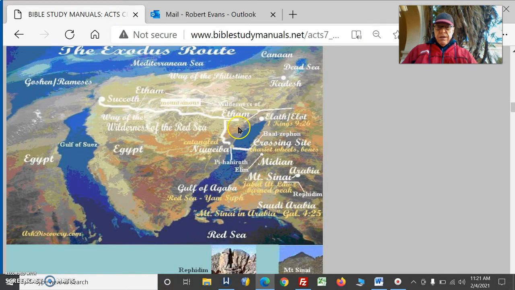Okay, there's Etham. See the northern part of the wilderness over here, and of course there Elath. And then here they stopped and went quickly southward. Up there is Canaan. So they're going this way to where they cross to Elam, which is in Midian, Arabia, and there's Mount Sinai. It's all in a path that's most plausible.